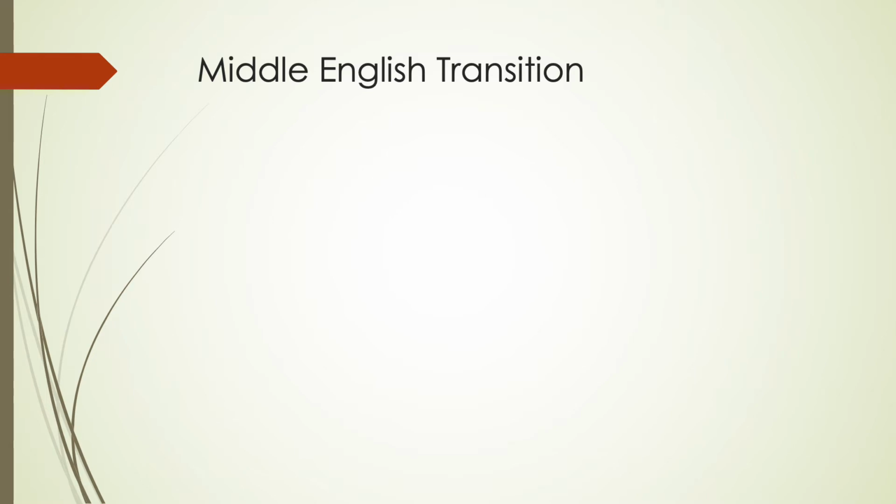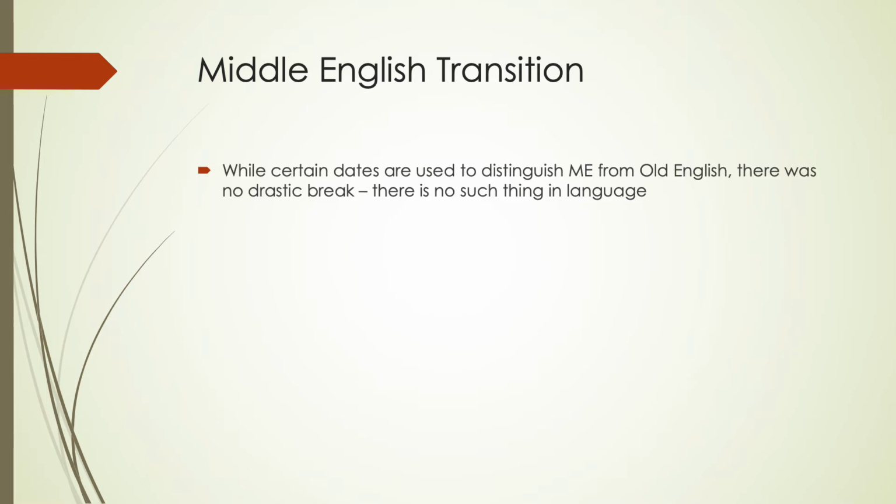During this transition of time, it's important to remember that there's certain dates that we use to distinguish things like Middle English from Old English, Middle English from Early Modern English, the next period after that. But there wasn't any sort of drastic break. There's no such thing in language. Language is gradually changing, it's constantly changing, and there's not really a way to say, oh, this sudden thing happened and now all of a sudden we're in Middle English. This is something that is a gradual transition throughout time.